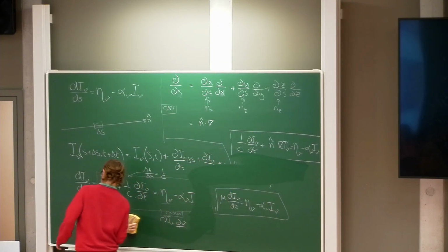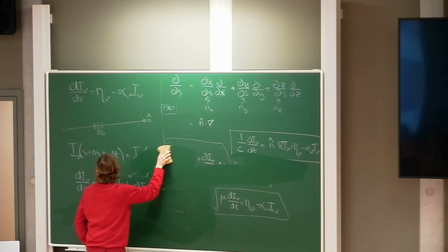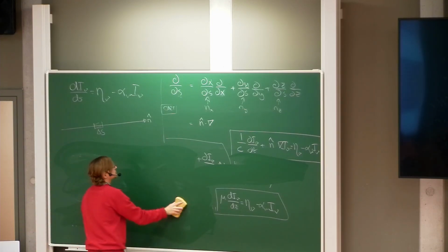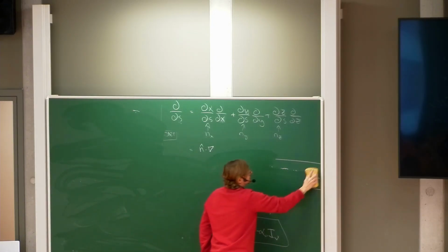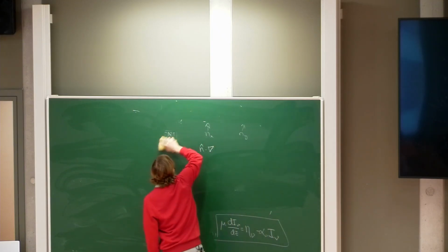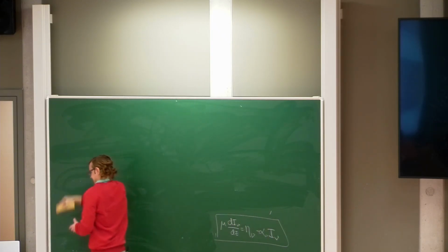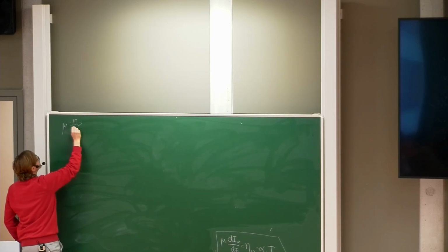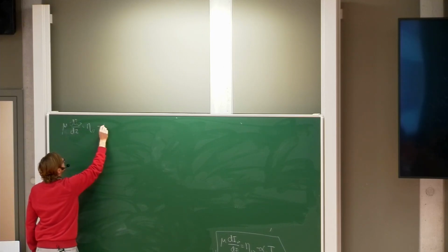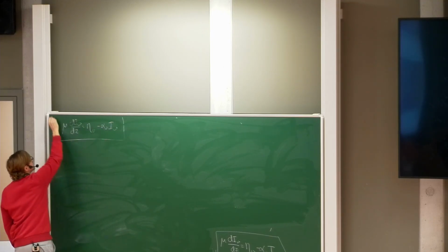All right. So, where are we at? mu dI_nu/dz equals eta_nu minus alpha_nu I_nu. Okay, we're going to keep that in a little box here. And let's discuss it a little bit.